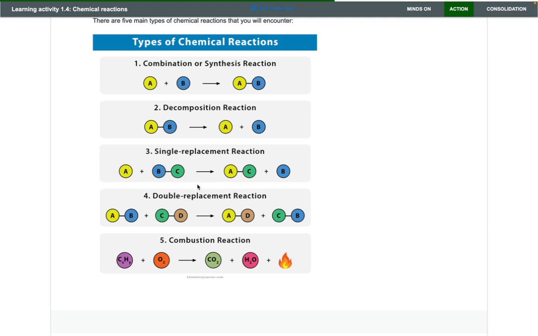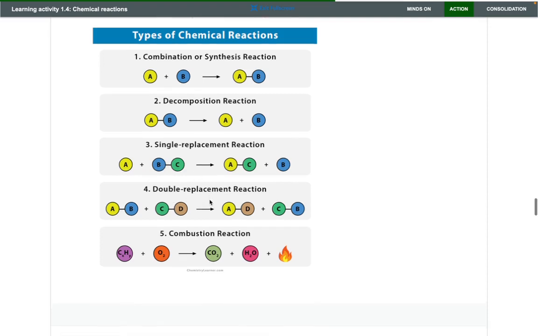For a double displacement reaction, what happens here is you'll have two compounds, and then the outside ions will go together, okay? So they're going to displace each other. They're going to replace their positions. A is bonded to B initially, but then what happens is A will actually be able to find D and form a new compound with it.